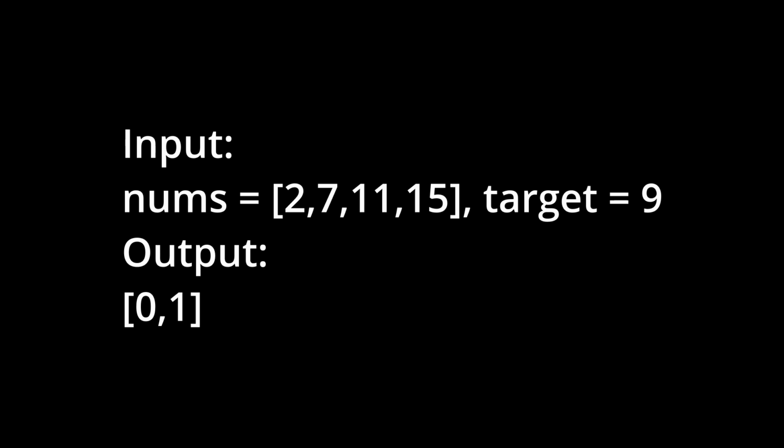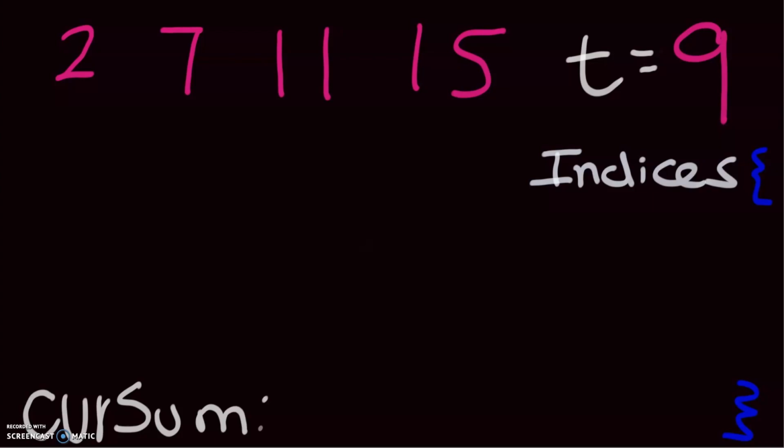An example of what we are looking for looks like this. So we have an input of nums, which is an array, and inside our array we have 2, 7, 11, and 15, and then we have a target equal to 9. Our output should look like this, with an array with a 0 and a 1, because 2 plus 7 equals 9.